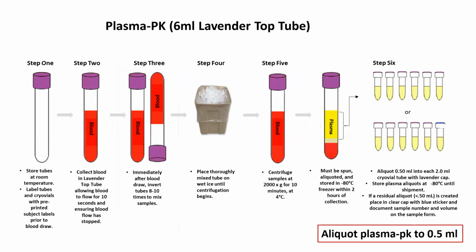So that means you'll get more aliquots. You'll be expecting about 5 to 6 aliquots. And these go into the lavender top cryovials. We ask you to store these at -80 until shipment. And again, if you have any residual plasma left over, indicate the specimen number and the volume of the residual on the sample shipment notification form. And that will go into the aliquot with the blue cap.